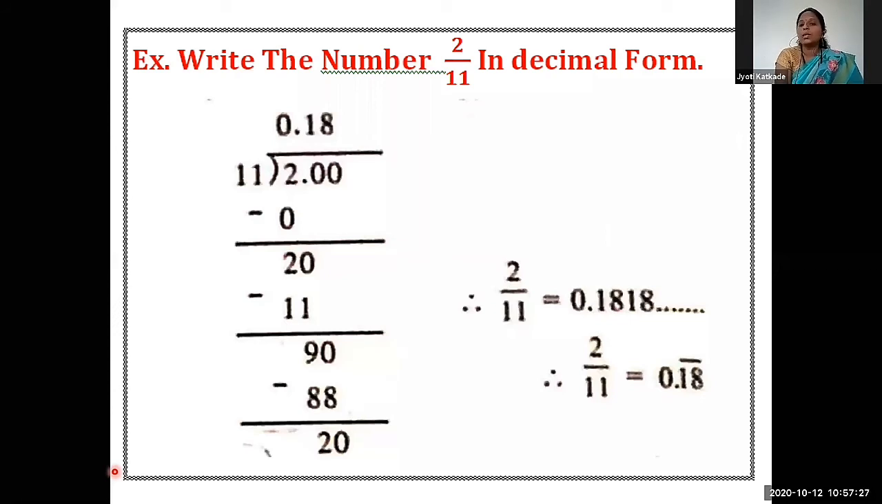What is the difference between terminating and recurring? In terminating form, we get remainder 0. Means when we divide any number, we get remainder as 0. And in a recurring form, there is no zero remainder. Means remainder is there but not 0. Okay, so see the next example.